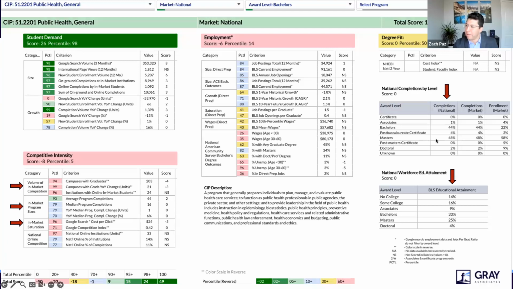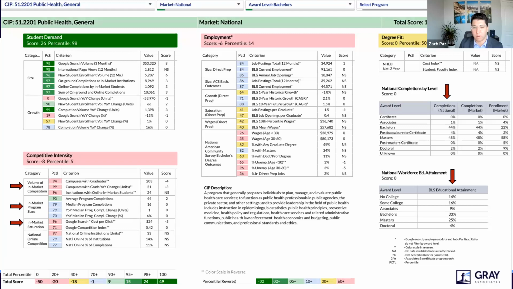And then from the degree fit perspective, is this an appropriate program at the bachelor's level? Or is there another level that is more appropriate? If we look at the national completions, 44% are at the bachelor's level, 48% are at the master's level. So it's a pretty close split between bachelor's and master's. So you might have the opportunity to offer this at both levels.